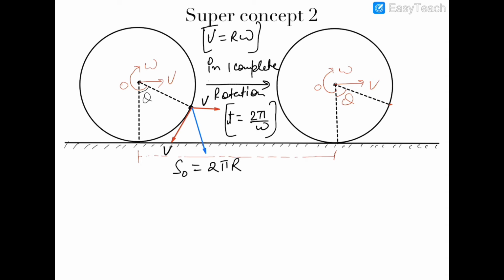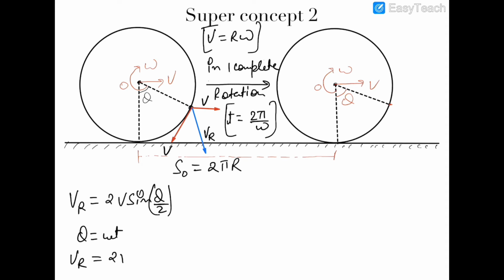and we have already derived the formula of this resultant velocity. This resultant velocity comes out to be 2v sine theta by 2. We have already derived this, and you can see this derivation in the rolling motion video. So this theta is equal to omega t. So VR is equal to 2v sine omega t by 2.